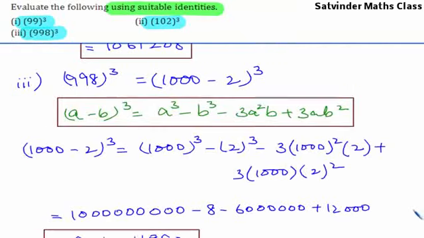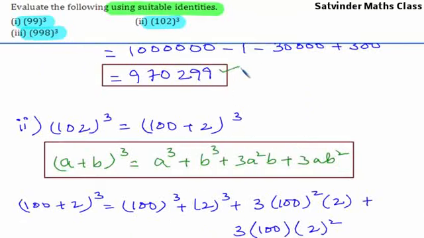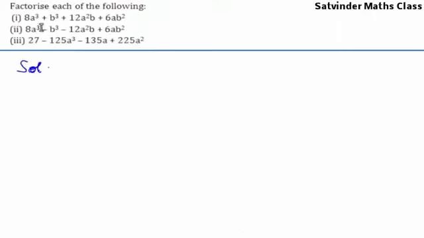It is important that you remember appropriate identities to evaluate such expansions. This completes the solution to this problem. In this question, you are given 3 polynomials, and you need to factorize each of them.